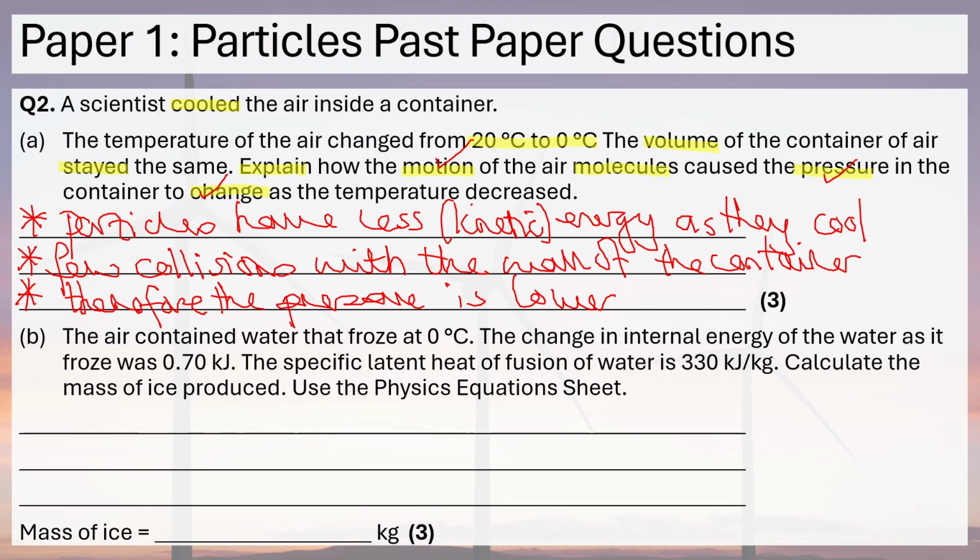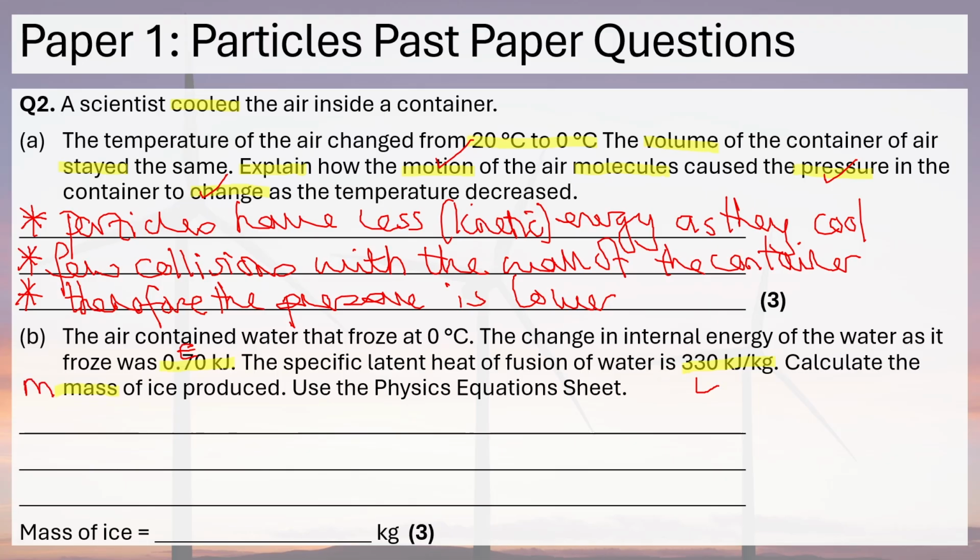Looking at part B, we've now got a calculation. So we're being told that the air contained water that froze, so we've got a change in state. We know that the energy at that point is 0.7 kilojoules, and we know the specific latent heat of fusion is 330 kilojoules per kilogram, and we're asked to calculate mass of ice produced. So again, we've got to find the correct equation. So I've got an energy here, I've got specific latent heat, those are my givens, my unknown is the mass of ice. So again, I'm looking for an equation that contains all those 3.